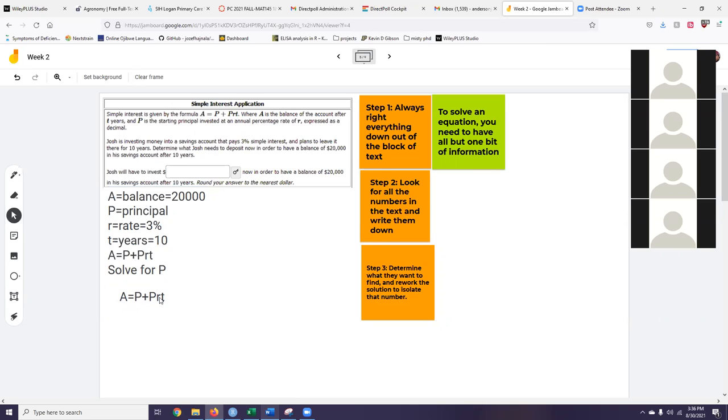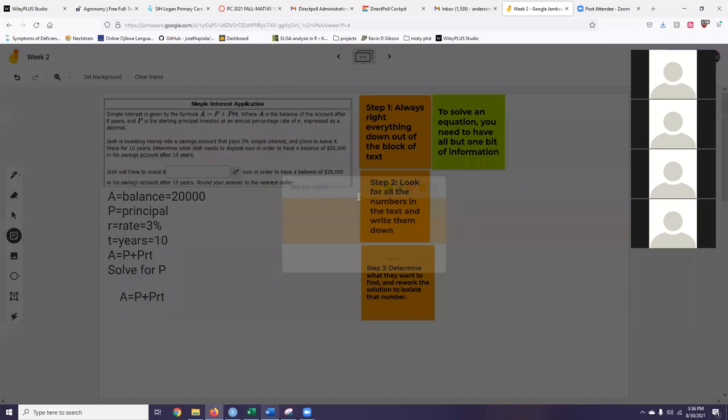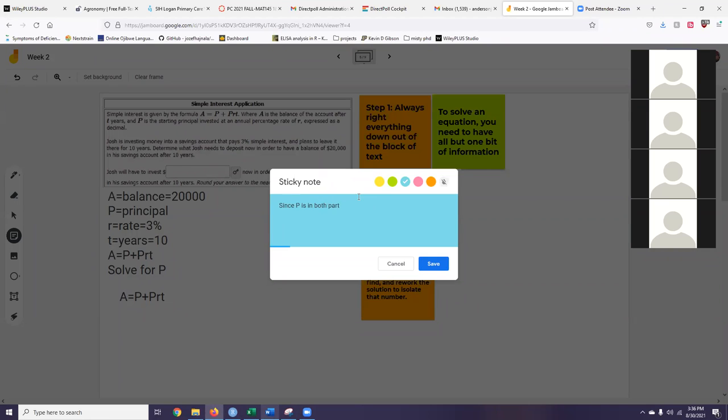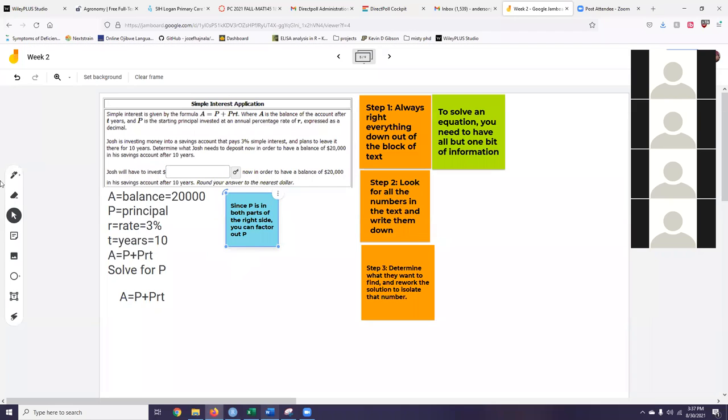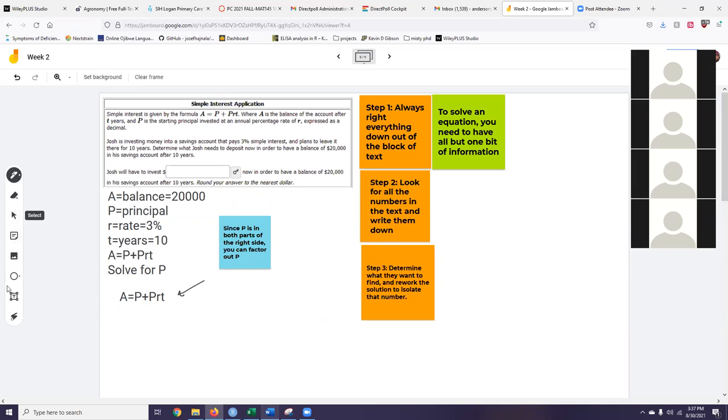So I need to isolate P. This is slightly different because P shows up twice in the equation. Since P is in both parts of this, you can factor out P. So this right here. Oh, I do have an arrow. So what I can do, so I have the A, and I factor out P. So any number divided by itself is what?